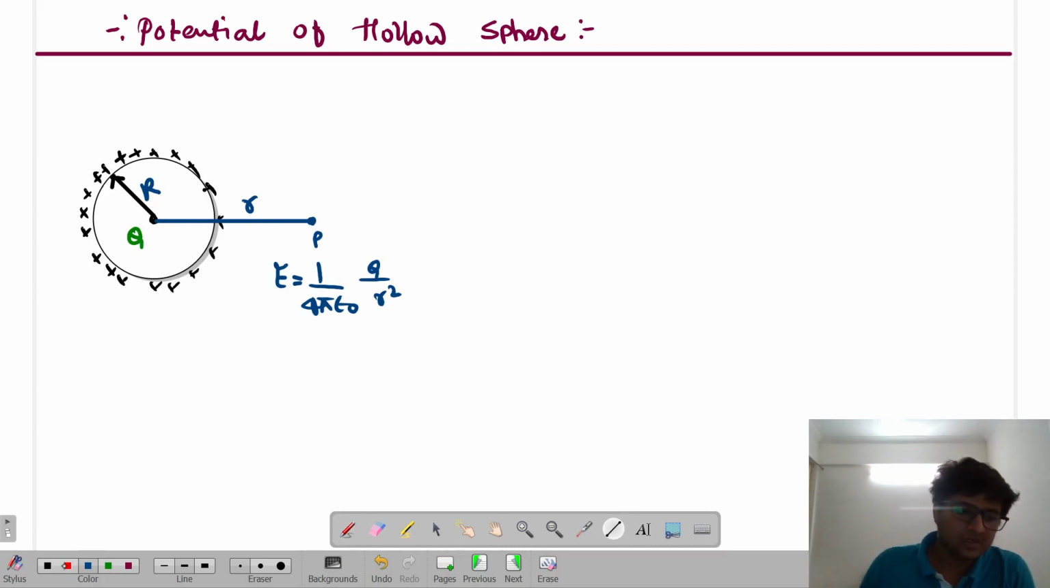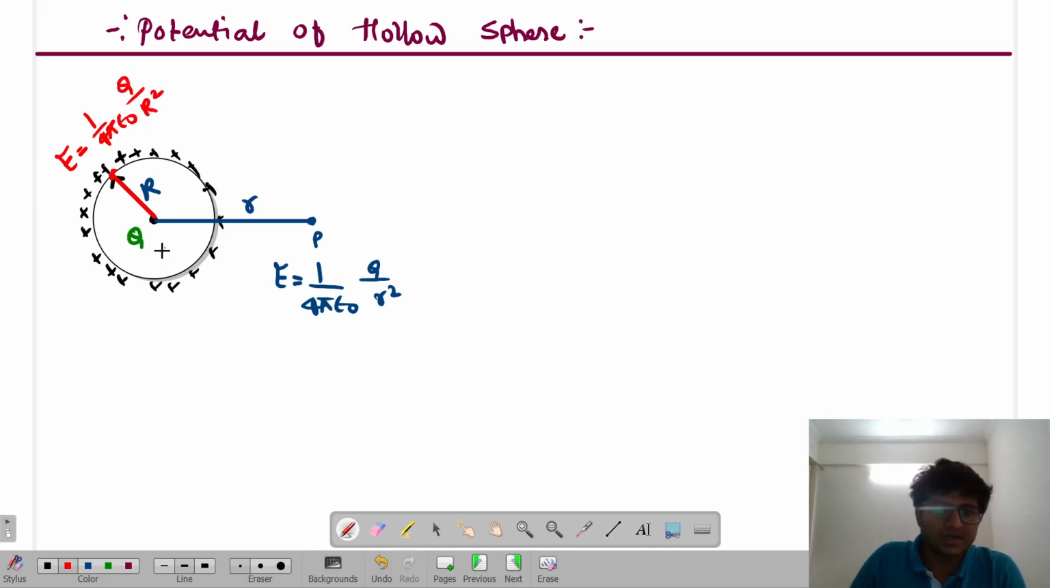And similarly, we calculated our electric field at the surface point for this hollow sphere, and that electric field was simple. Let us write it fast. E was 1 by 4 pi epsilon naught q by capital R squared, and electric field at any inside point is how much? Zero, isn't it? That's what our conclusion was.